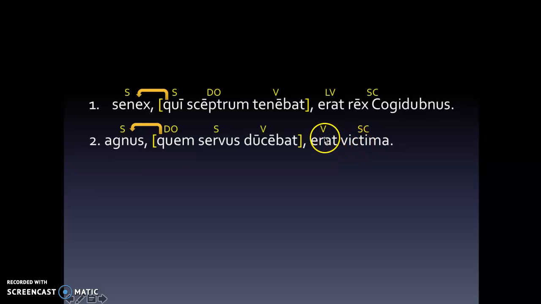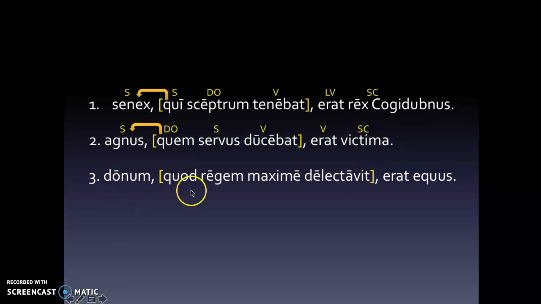Agnus is nominative, so it's our subject. And then we have a subject complement and a linking verb. So the lamb was the victim. That's our main clause. Which the slave was leading is our relative clause. So let's put the two together. The lamb which the slave was leading was the victim.